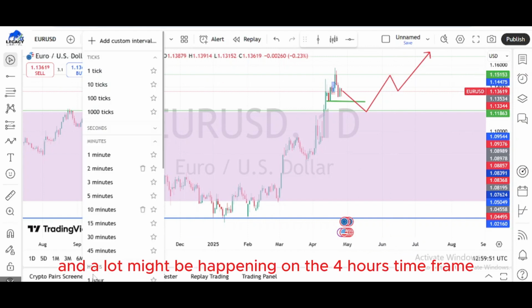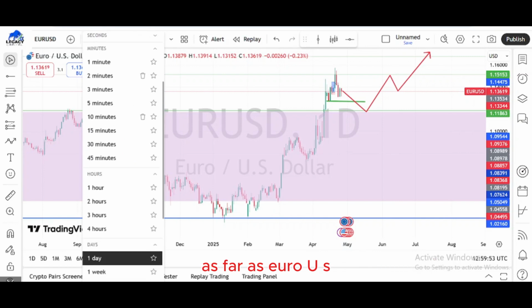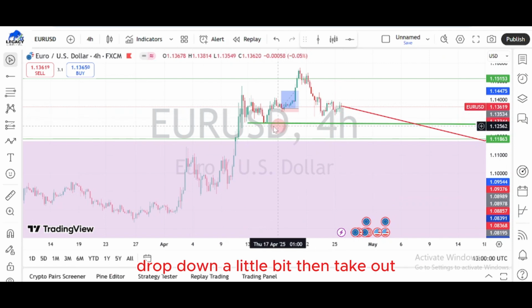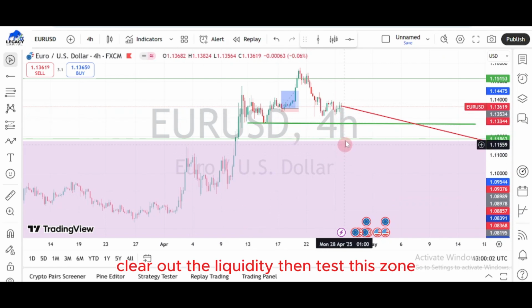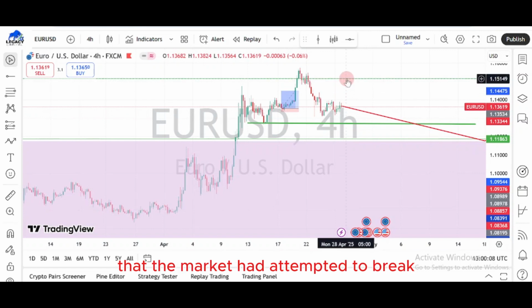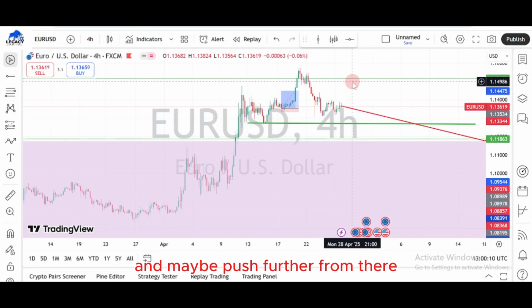On the 4 hour time frame, as far as Euro USD is concerned, you also see that the market could maybe drop down a little bit, then take out and clear the liquidity, then test this zone. Or the market could just push up and test the weekly key level that the market had attempted to break, and maybe push further from there.